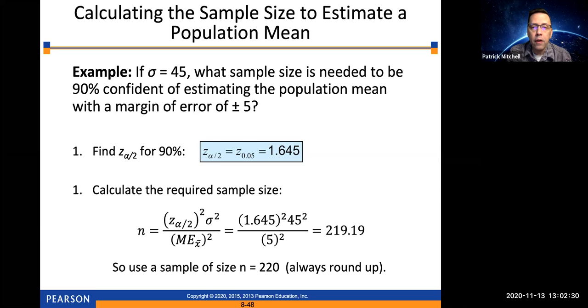220. All right, so when you're finding minimum sample sizes, if n comes out to be a decimal, which it usually will, always round up. All right, I know you look at 219.19 and you're tempted to round it down because that's what you normally do. Always round these up.